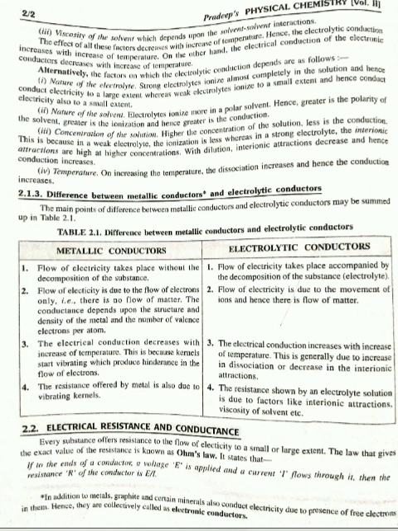Third, metallic conductors: The electrical conduction decreases with increase of temperature. This is because kernels start vibrating, which produces hindrance in the flow of electrons. Electrolytic conductors: The electrical conduction increases with increase of temperature. This is generally due to increase in dissociation or decrease in the interionic attraction. Fourth, metallic conductors.